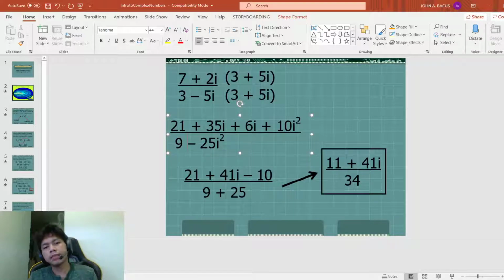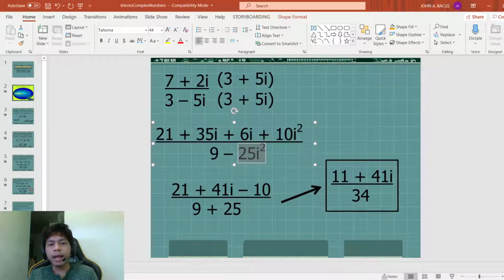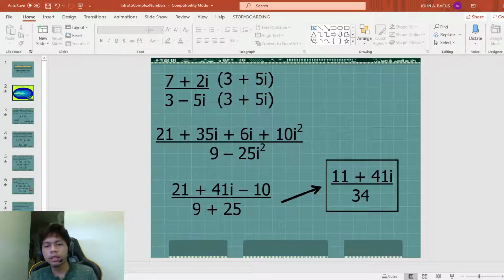So what's left here is the 9 minus 25i squared. So basically i squared is just equal to negative 1. Okay, then what will happen here is negative 1 times negative 25. That would be 9 plus 25, correct? Okay, therefore, this would be 21 minus 10, that's 11, plus 41i over 9 plus 25, that is 34.